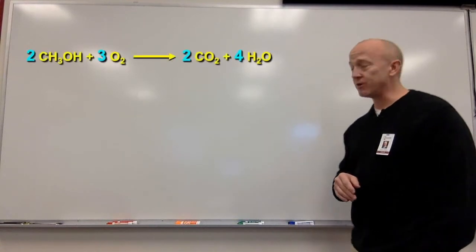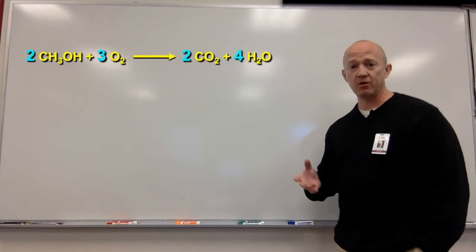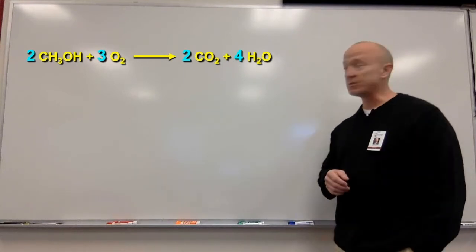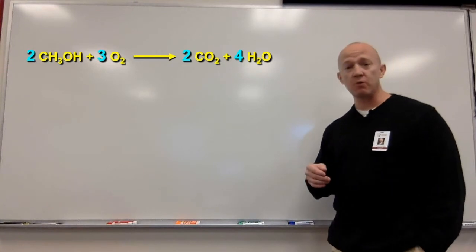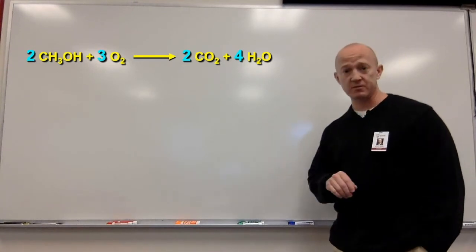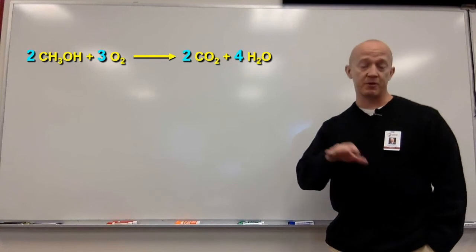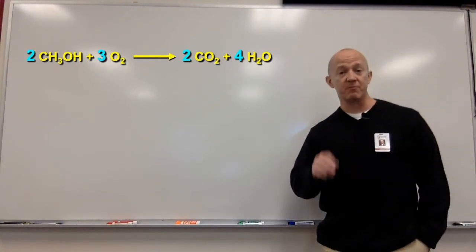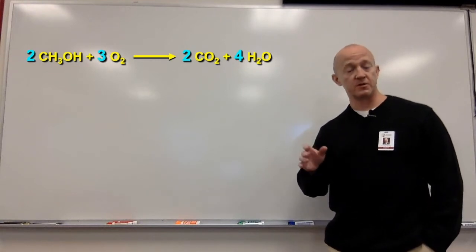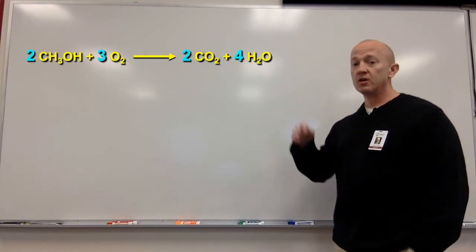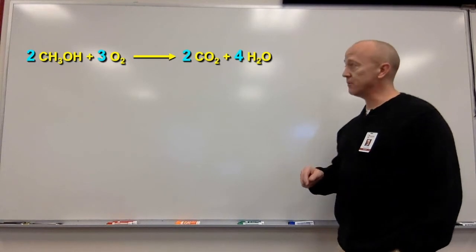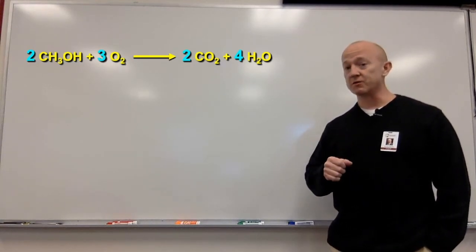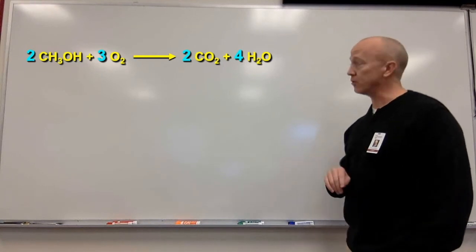Take a look at this equation right here: the reaction of methanol and oxygen to form carbon dioxide and water. Notice that when we balance this equation, we have coefficients in front of each of these compounds. Whenever we don't have a coefficient in front of a compound, it simply means 1. Those coefficients can actually have more than one meaning. For instance, in this equation, 2 molecules of methanol combined with 3 molecules of oxygen yield 2 molecules of carbon dioxide and 4 molecules of water.